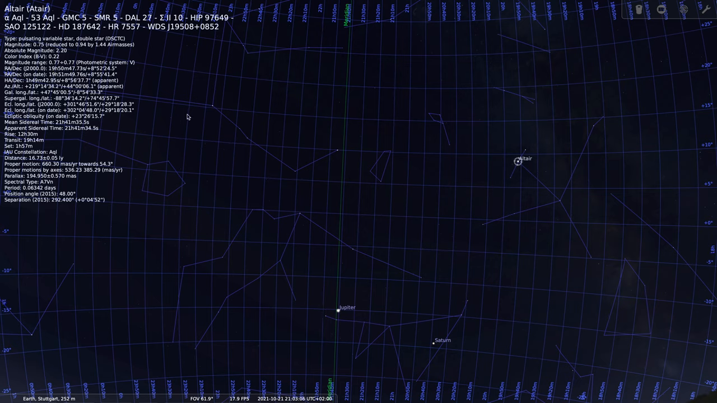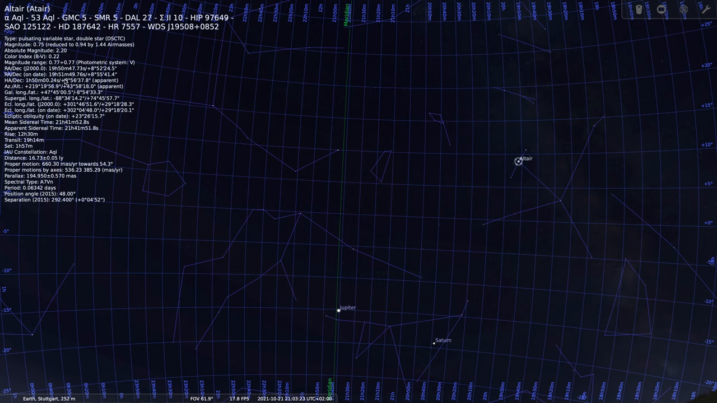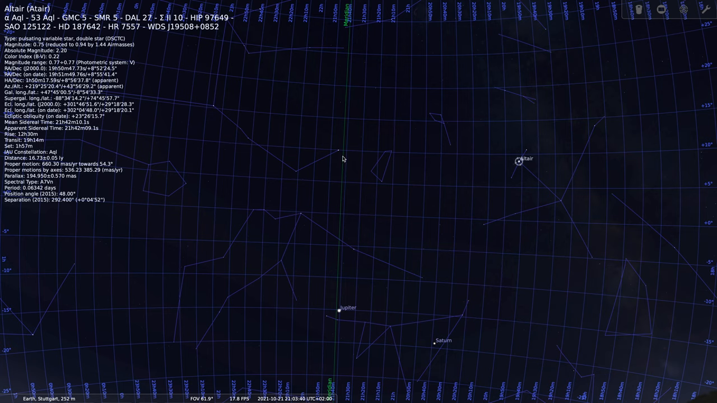And another important piece of information is what we see here, the so-called mean or apparent sidereal time, so the star time, let's say. And that's very important information. So you can imagine the night sky as a clock. The right ascension of this object is now 19 hours 51 minutes, but the apparent sidereal time is currently 21 hours 41 minutes. So like the line here. And this tells us that 2 hours ago, Altair was at the meridian.